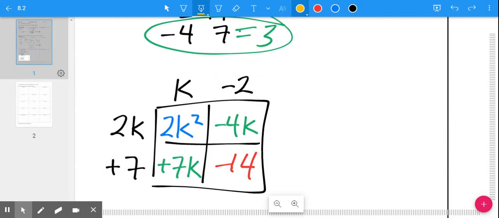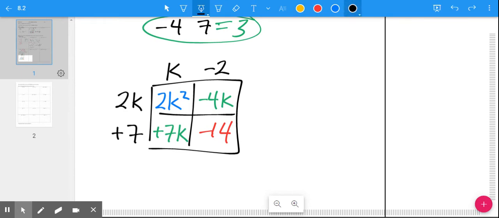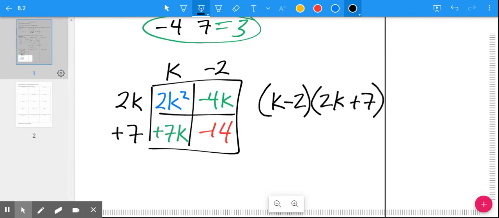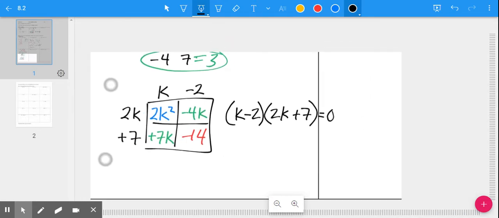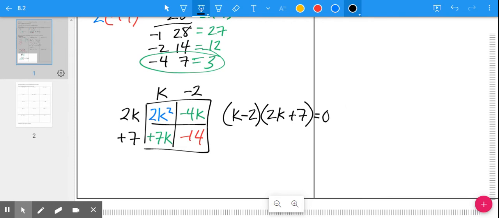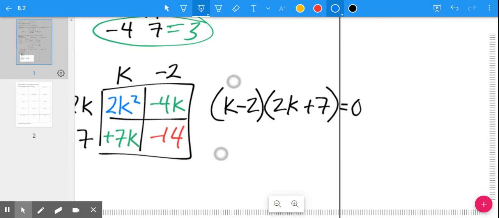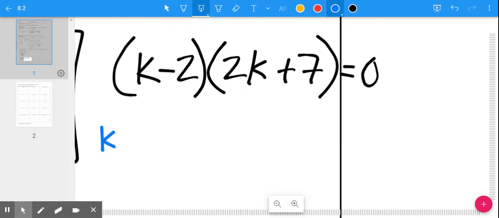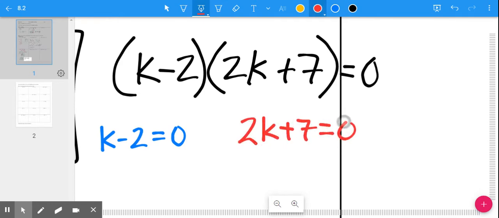So let's go ahead and write our two binomials. We have k minus 2 and 2k plus 7. And we're not finished. This is solving by factoring. Now we've factored it, so now we have to solve it. Set each binomial equal to 0. k minus 2 equals 0, and 2k plus 7 equals 0.